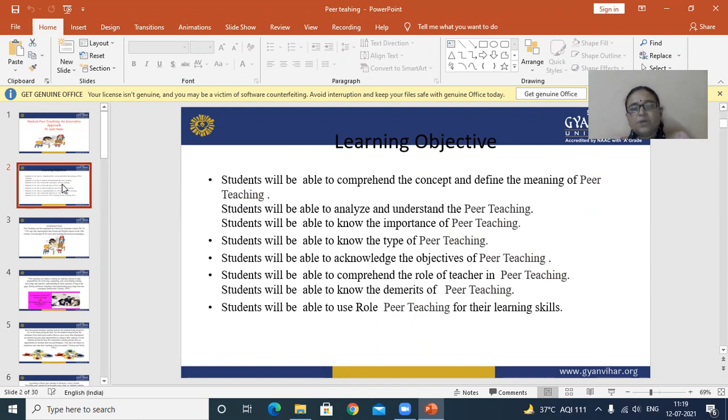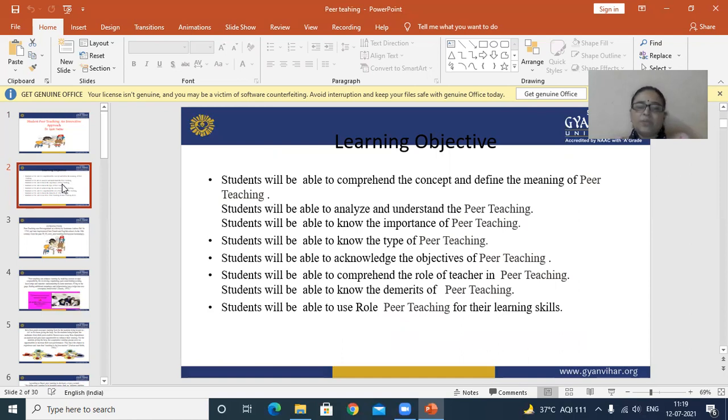Students will be able to comprehend the concept and define the meaning of peer teaching. Students will be able to analyze and understand peer teaching. Students will be able to know the importance of peer teaching. Students will be able to know the types of peer teaching. Students will be able to acknowledge the objective of peer teaching.